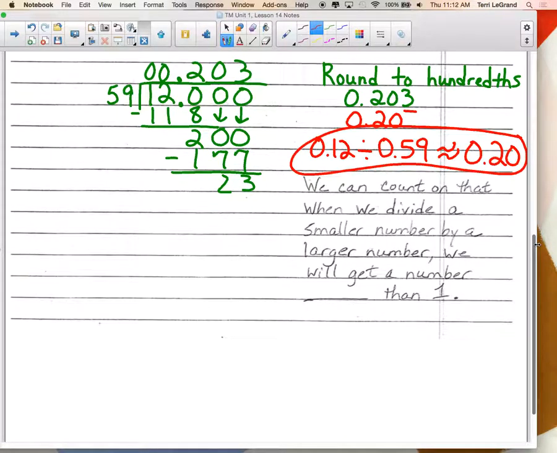So we're going to make a little conclusion here. Were we taking a smaller number and dividing it by a bigger number? We were, weren't we? So we can count on that when we divide a smaller number by a larger number, what's our quotient going to be in relationship to 1? Bigger than 1 or less than 1? Less than 1. And we started talking about that at the beginning. When I asked you right away how many 59s we can get out of 12, you said none, right? So we have to end up with a number less than 1 when we're dividing a smaller number by a bigger number.